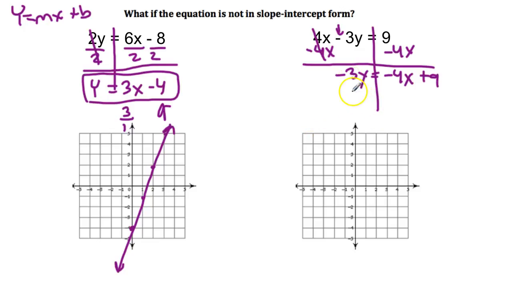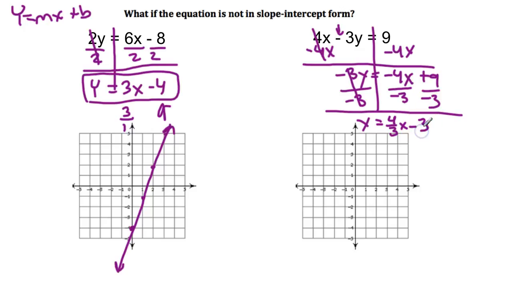Now I want to get y by itself. So this is negative 3 multiplied by y. I have to divide by negative 3. This cancels. And so I'm left with y equals negative 4 divided by negative 3. A negative divided by a negative becomes a positive. So 4 over 3 x. 9 divided by negative 3: a positive divided by a negative is negative. 9 divided by 3 is 3. So there's my equation.